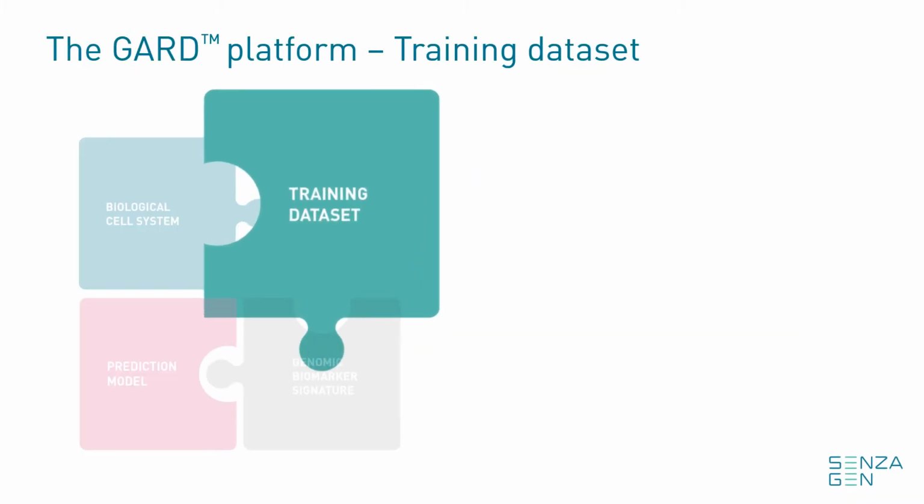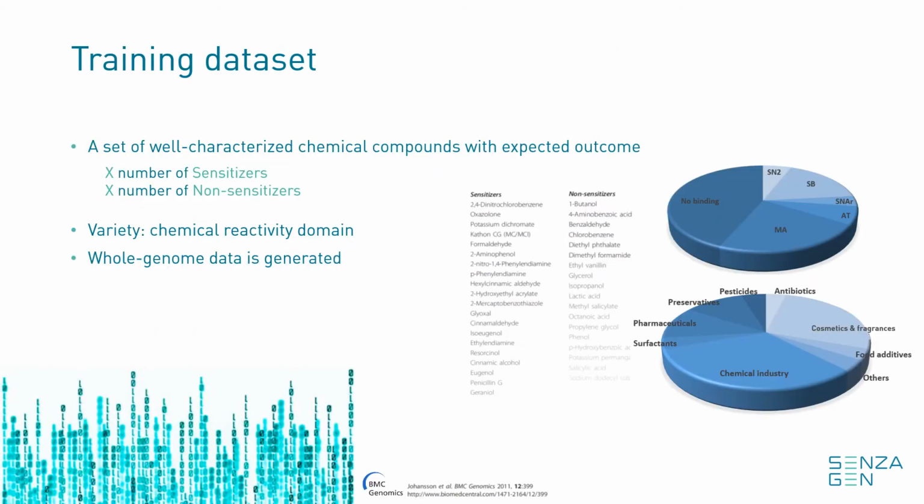That leads us to the second element, the defining of a training data set. A training data set comprises a set of information from a set of well-characterized chemical substances with known outcomes. This means that the chemicals should be defined according to their sensitizing capacity and ideally based on human data. Moreover, the reference chemicals should cover a wide variety of chemical reactivity domains and at the same time include different industrial applications. This can help capture the different modes of action and develop a model with a large applicability domain.